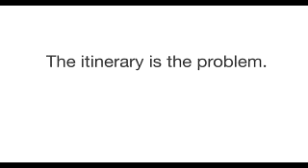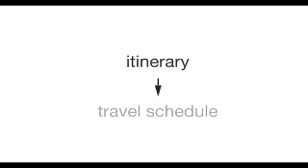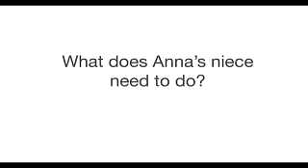The itinerary is the problem. Anna's niece has been given the wrong itinerary. An itinerary is a travel schedule. It's a bit like a timetable for your holiday. So what does Anna's niece need to do?